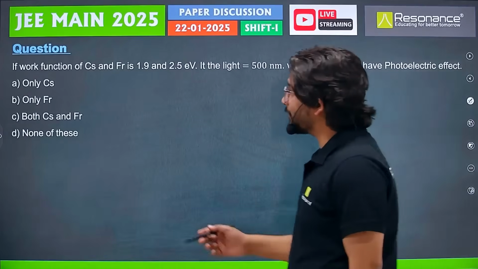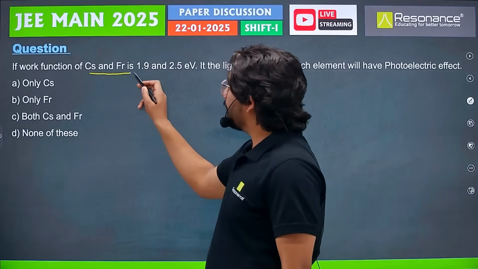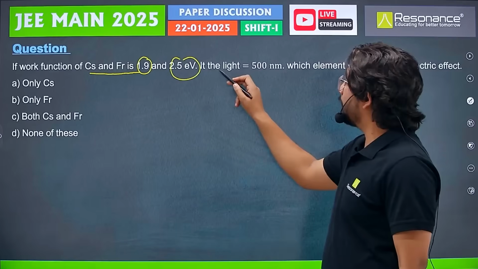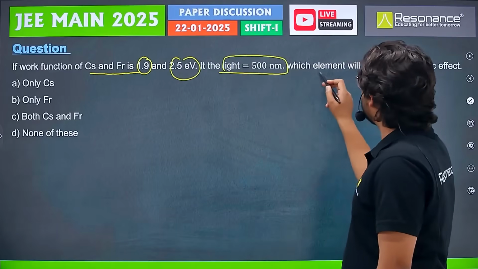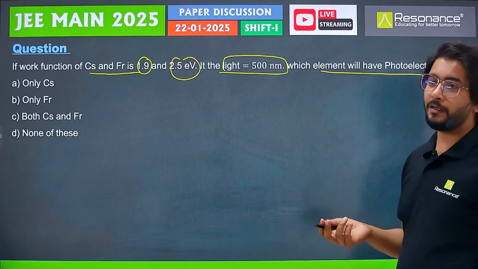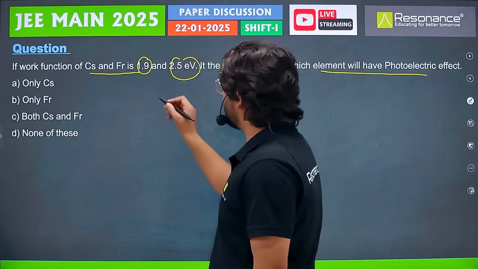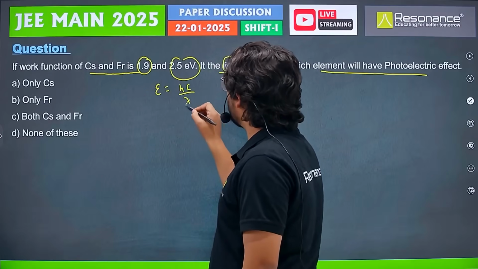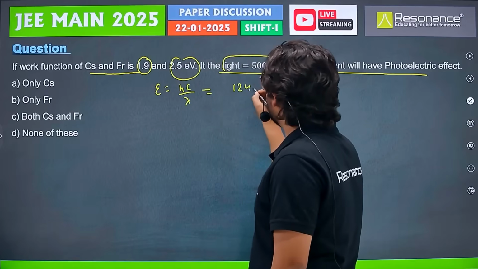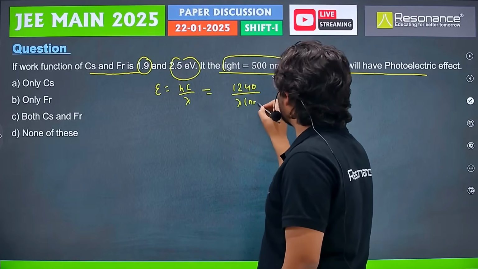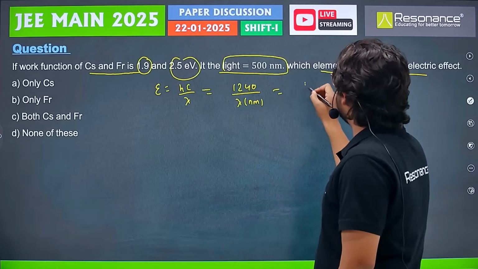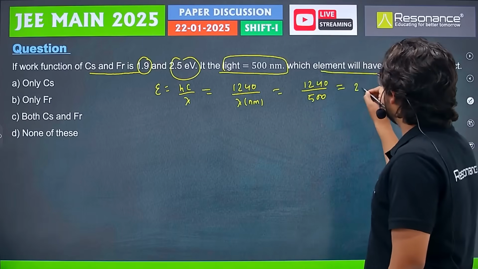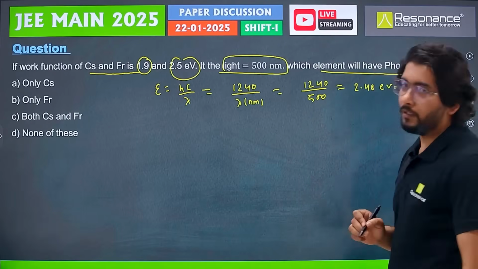So, hello students. Now see the question. If the work function of cesium and francium is given as 1.9 and 2.5 electron volt, and they have given light of 500 nanometer, which element will show the photoelectric effect? Now we can calculate. We know energy is equal to hc upon lambda, which can be written as 1240 upon lambda in nanometer. So what they have given? 1240 divided by 500.